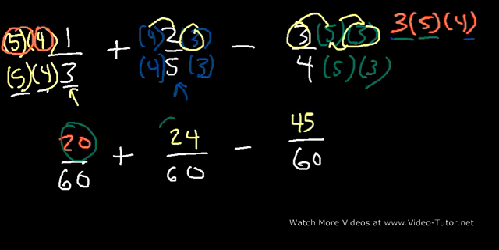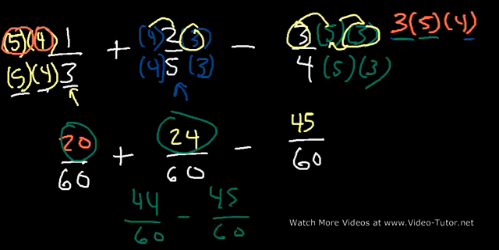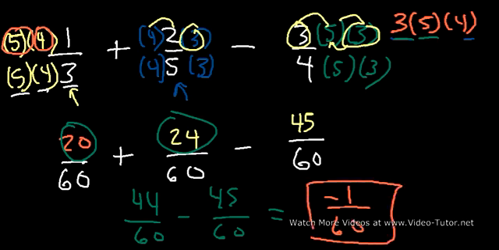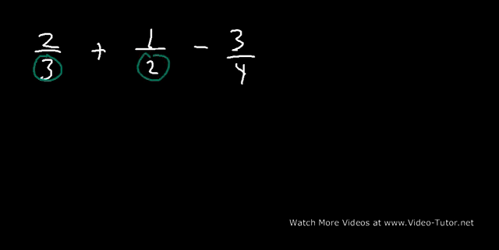Now, if we add the first two numbers, 20 plus 24, that's 44. And then if we subtract 45 from 44, we get negative 1. So that's the answer for this example. It's negative 1 over 60. But for the sake of practice, let's try another example. Let's say we wish to add 2 over 3 plus 1 over 2 minus 3 over 4. For the common denominator, we need a 3, a 2, and a 4.